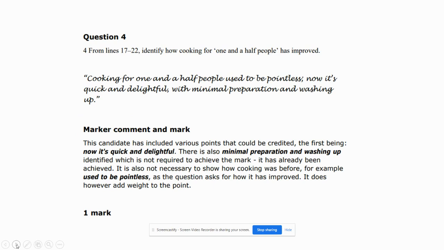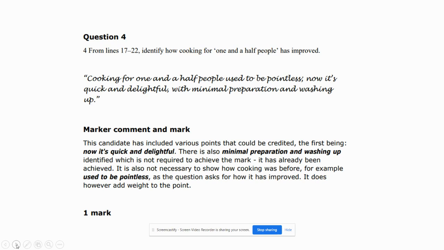And here is a response. Cooking for 1.5 people used to be pointless. Now it's quick and delightful with minimal preparation and washing up. Here are the markers' comments. So this candidate has included various points that could be credited. The first being now it's quick and delightful. There's also minimal preparation and washing up identified, which is not required to achieve the marks, already been achieved.